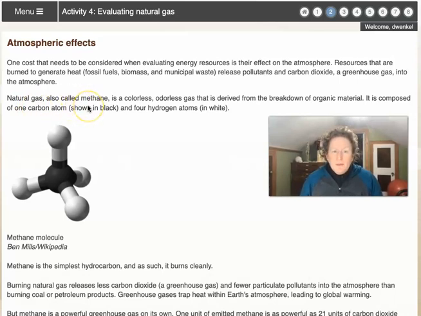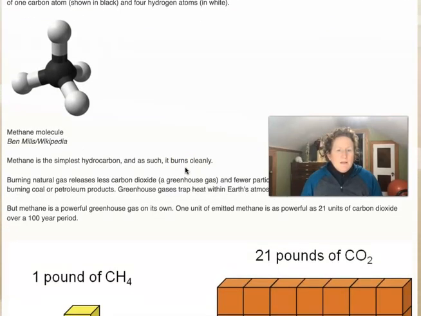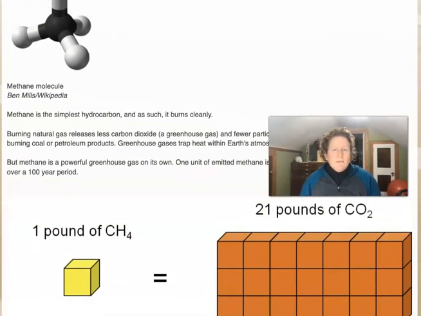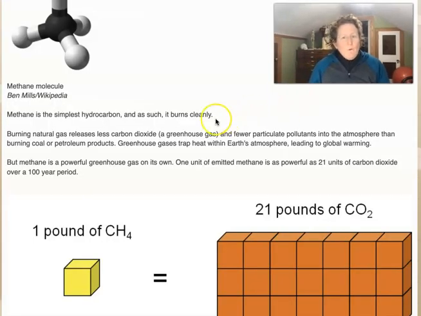Natural gas, also called methane, is a colorless, odorless gas that's derived from the breakdown of organic material. It's the natural gas that heats your home. It's also composed of 1 carbon atom and 4 hydrogen atoms. Methane is the simplest hydrocarbon. It burns very cleanly. So it's better than coal because it doesn't produce as much air pollution. Burning natural gas releases carbon dioxide, which is a greenhouse gas, and fewer particulate pollutants into the atmosphere than burning coal or petroleum products. Greenhouse gases trap heat within Earth's atmosphere, leading to global warming.